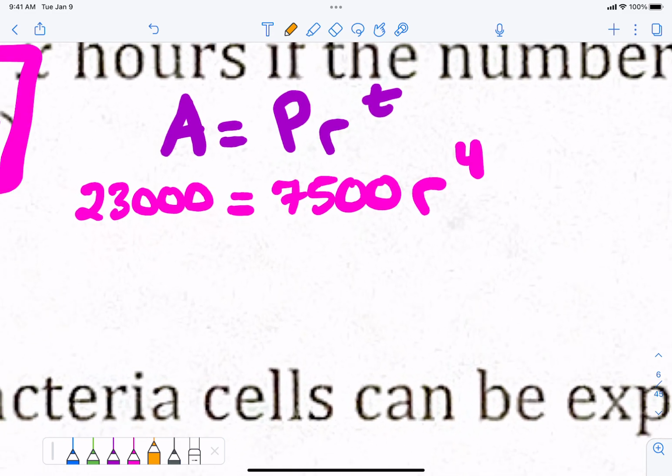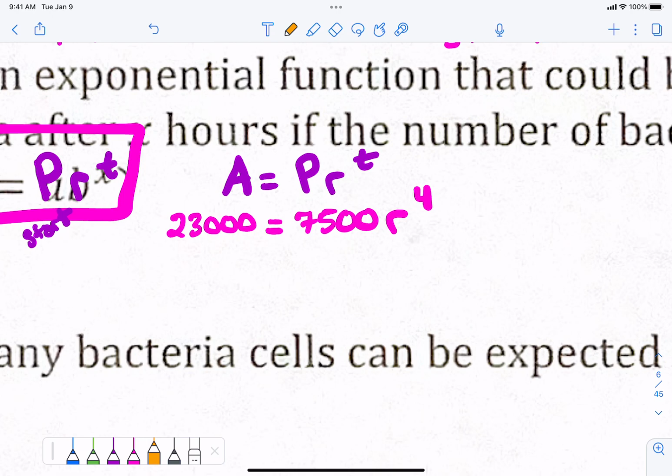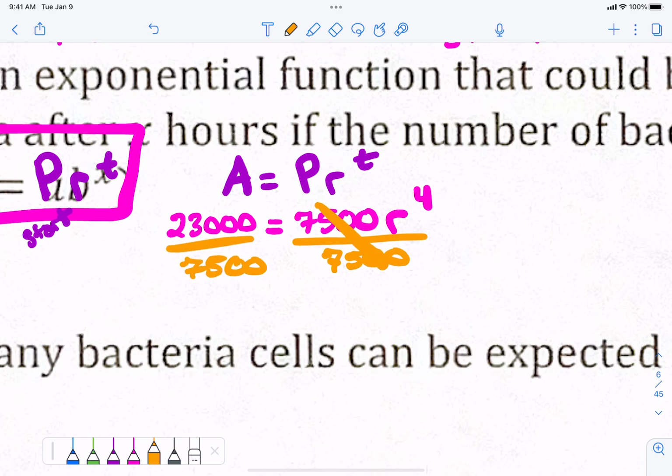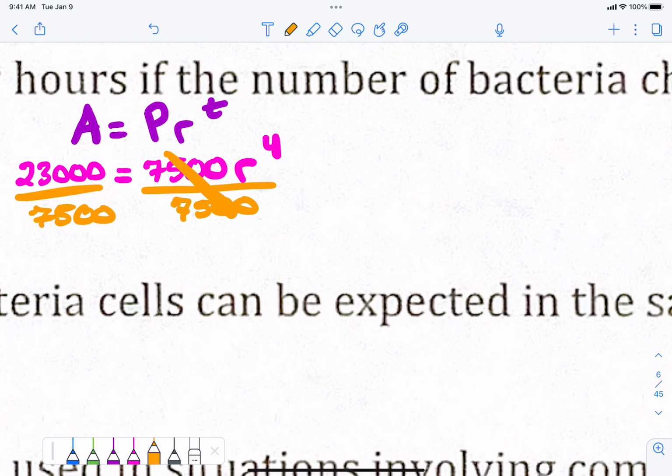How do you solve for R? Like, what can we do? Almost. We got to do one thing first. He says take the 4th root. Not yet. We will. Divide by 7,500. Okay, we got to get him gone first. Divide by 7,500. Okay, then we can do the thing, right?